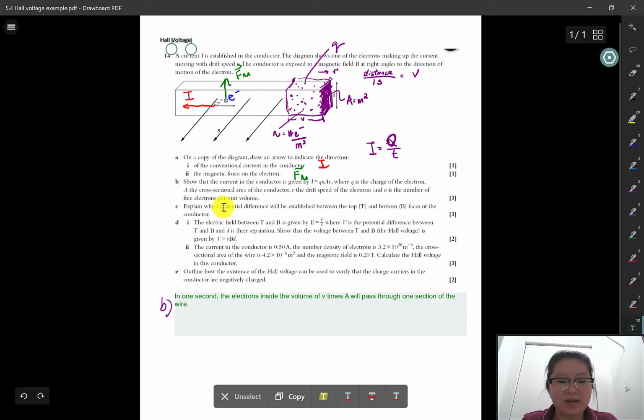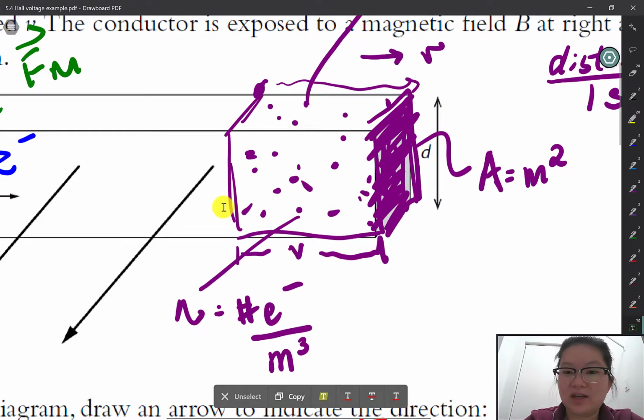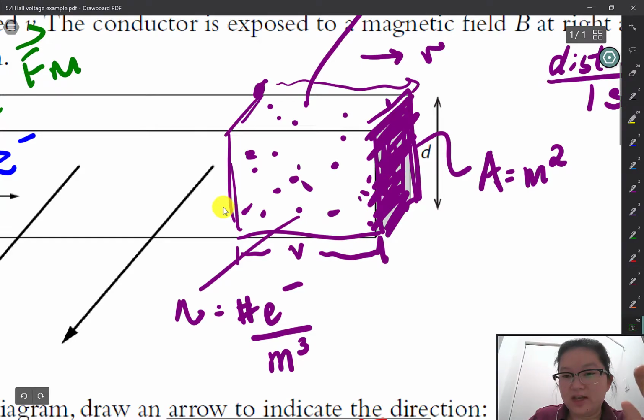Okay, so here I've typed up that in 1 second, the electrons inside the volume, so basically defining the volume, which is going to be, in 1 second, the distance of electrons multiplied by the cross-sectional area. So we took this A here and multiplied it by V. So this A multiplied by V is going to give us this entire volume.